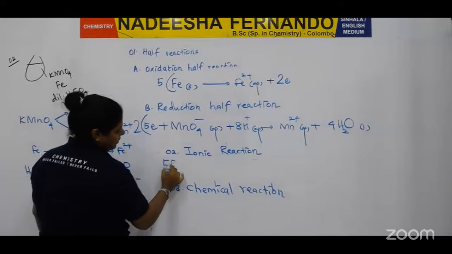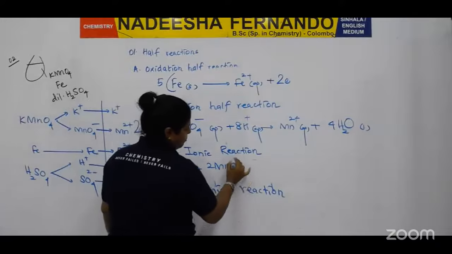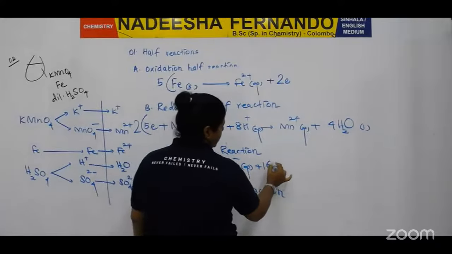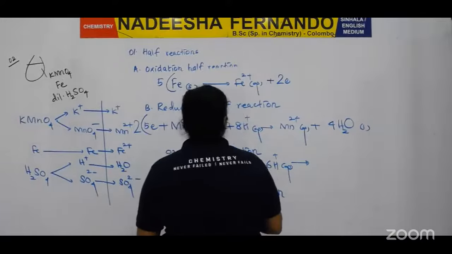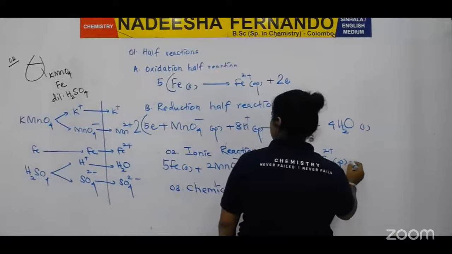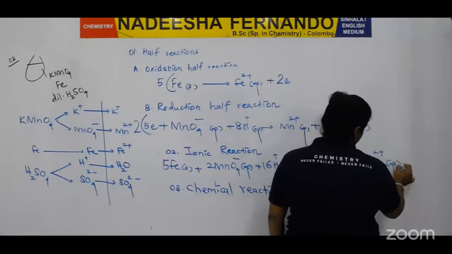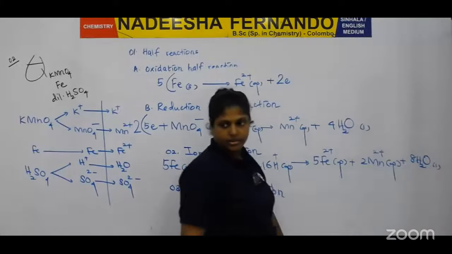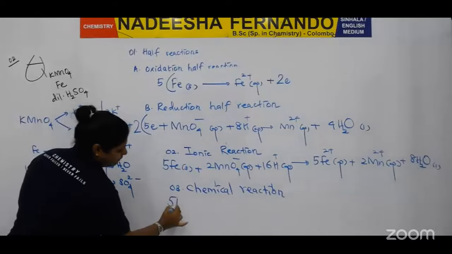So 5 Fe solid plus 2 MnO4- plus 16 H+, other side 5 Fe2+, 2 Mn2+, 8 H2O liquid. Got it?